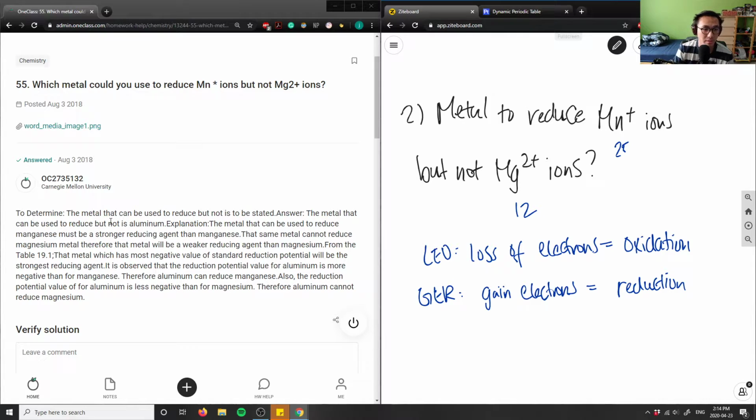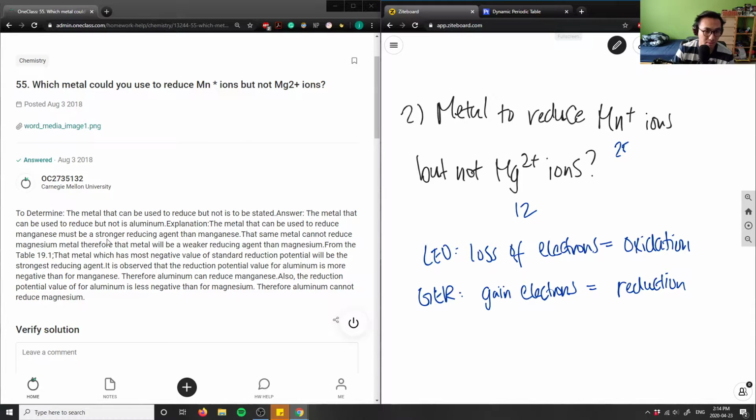It says determine the metal that can be used to reduce, but not is to be stated. I don't know what that means. The metal that can be used to reduce, but not is aluminum. The explanation says the metal that can be used to reduce manganese must be a stronger reducing agent than manganese itself, right? That's good. That same metal cannot reduce magnesium metal, therefore that metal will be a weaker reducing agent than magnesium.